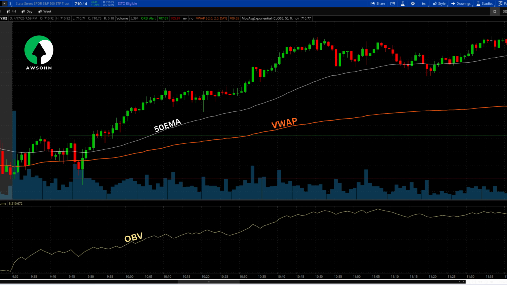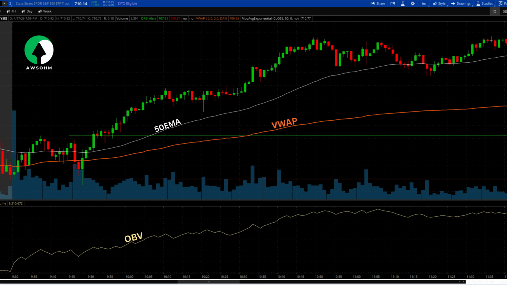Interpretation. When OBV trends upward, it indicates accumulation, buyers are more aggressive. When OBV trends downward, it signals distribution, sellers dominate. The indicator is most useful when compared directly with price. If price rises and OBV rises, the trend is considered confirmed. If price rises while OBV falls, it suggests weakening momentum and possible reversal. The inverse applies during downtrends.